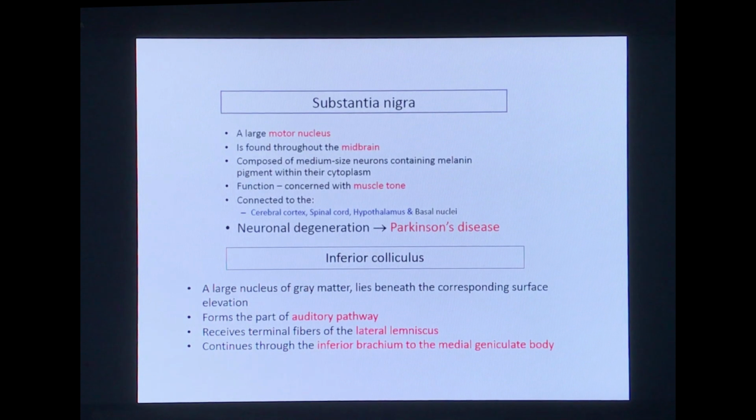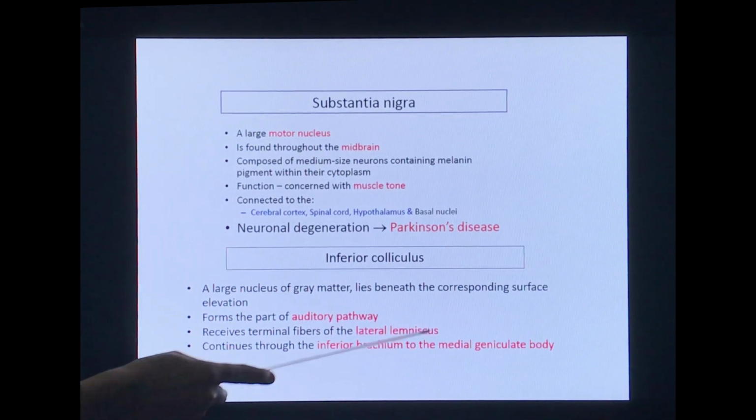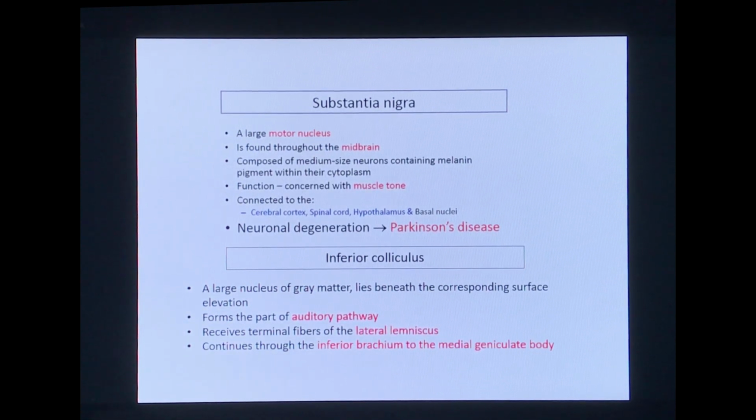Okay. Then inferior colliculus, again it's a large nucleus of grey matter. As I mentioned earlier, it is part of the auditory pathway. They mainly receive the terminal fibers of lateral lemniscus. Okay, and then from the inferior colliculus they are connected to the medial geniculate body, which is present at the pulvinar part of the thalamus, through the inferior brachium. From there it goes to the auditory cortex which is located in the temporal lobe of the cerebrum.